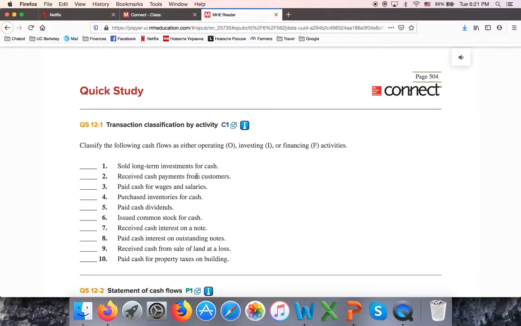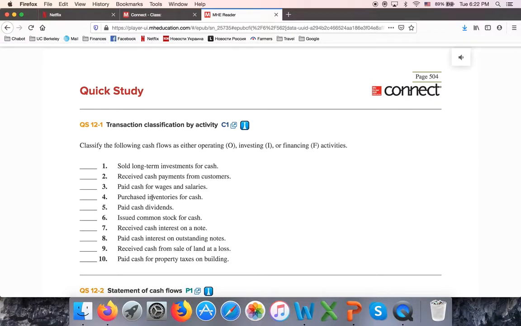I received cash payments from customers. That's an example of O, operating activity, plus cash coming in. I paid cash for wages and salaries. That's also operating, right? That would be an example of a wages and salaries expense which goes on the income statement. And that would be cash outflow, cash minus.